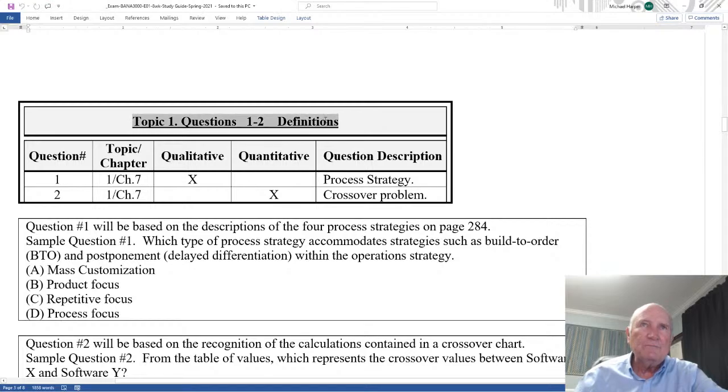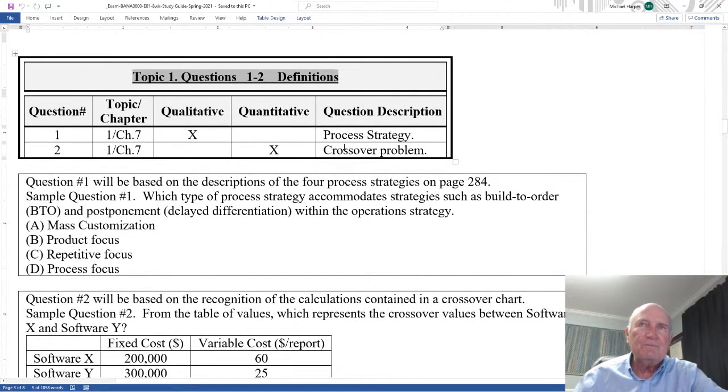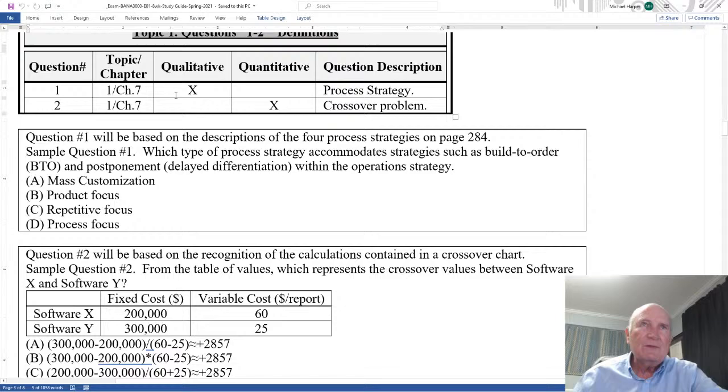Okay, topic 1, definitions, questions 1 and 2. First of all, this is chapter 7, question 1. The question will be based on the description of 4 process strategies on page 284. Sample question: which type of process strategy accommodates strategies such as build to order and postponement, delay differentiation within the operation strategy? That's going to be mass customization.